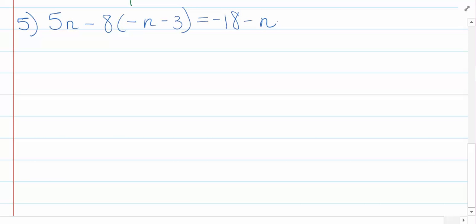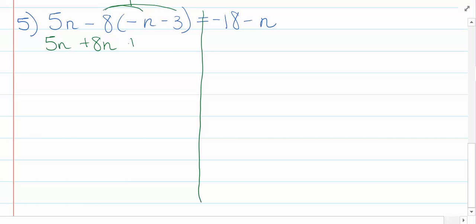Okay, so first thing we want to do is distribute. And you can see that we are going to have to do that on the left-hand side. So I'm going to do that first. Negative 8 times negative n is going to be positive 8n. Negative 8 times negative 3 is going to be positive 24. And then remember, we want to combine like terms. Now on the left-hand side, we can combine some like terms. 5n plus 8n is 13n. We can't combine any like terms on the right, so I'm going to leave it as is.